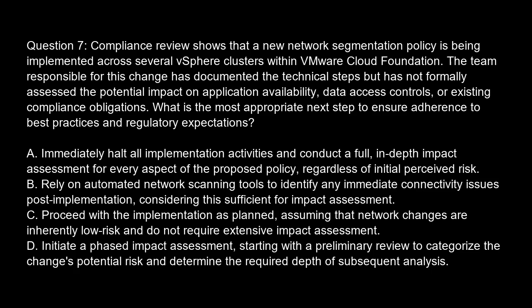Option A. Immediately halt all implementation activities and conduct a full, in-depth impact assessment for every aspect of the proposed policy, regardless of initial perceived risk. Option B. Rely on automated network scanning tools to identify any immediate connectivity issues post-implementation, considering this sufficient for impact assessment. Option C. Proceed with the implementation as planned, assuming that network changes are inherently low risk and do not require extensive impact assessment. Option D. Initiate a phased impact assessment, starting with a preliminary review to categorize the change's potential risk and determine the required depth of subsequent analysis.